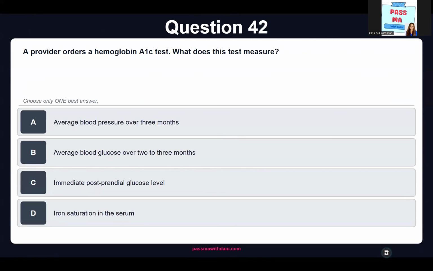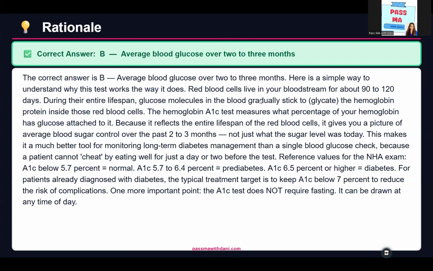Question 42. A provider orders a hemoglobin A1C test. What does this test measure? A, the average blood pressure over 3 months. B, the average blood glucose over 2 to 3 months. C, immediate postprandial glucose levels. Or D, iron saturation in the serum. If you said B, average blood glucose over 2 to 3 months, then you are correct.